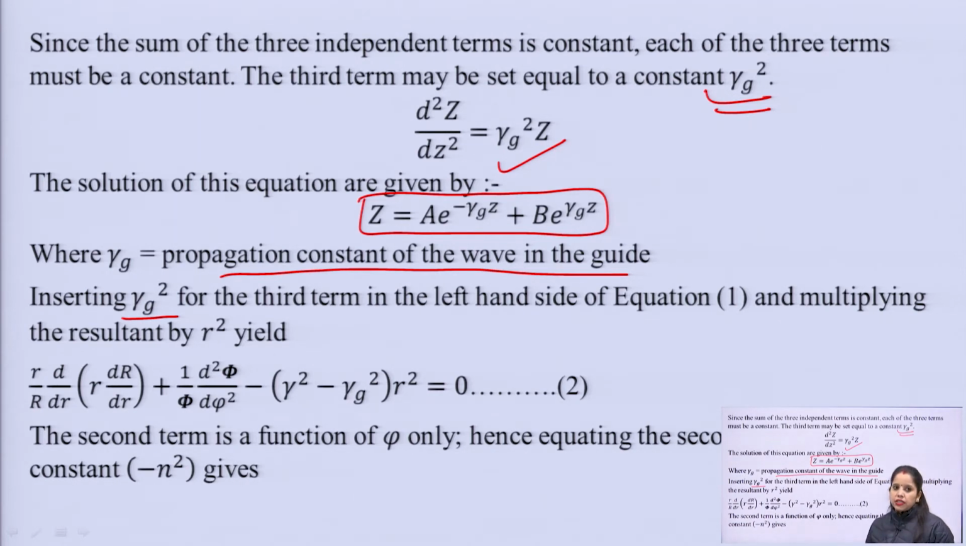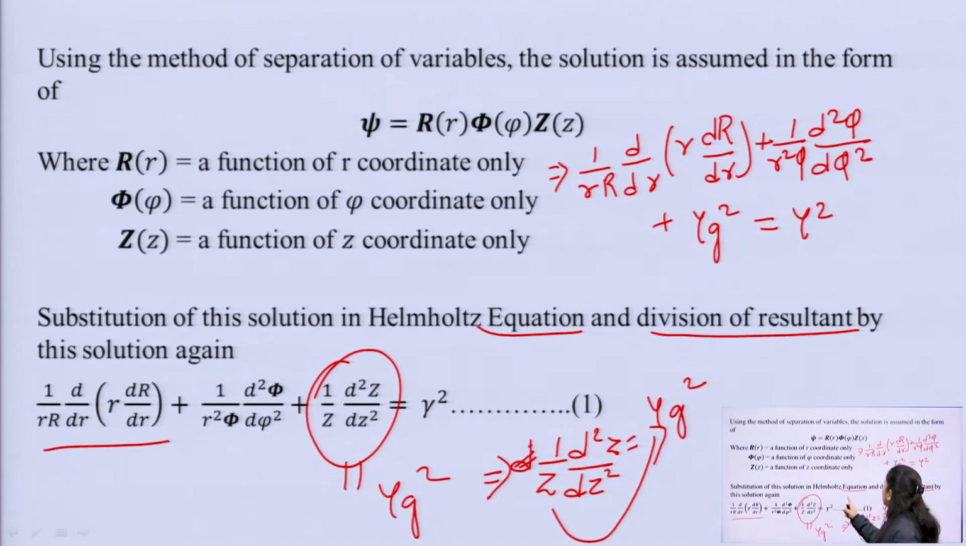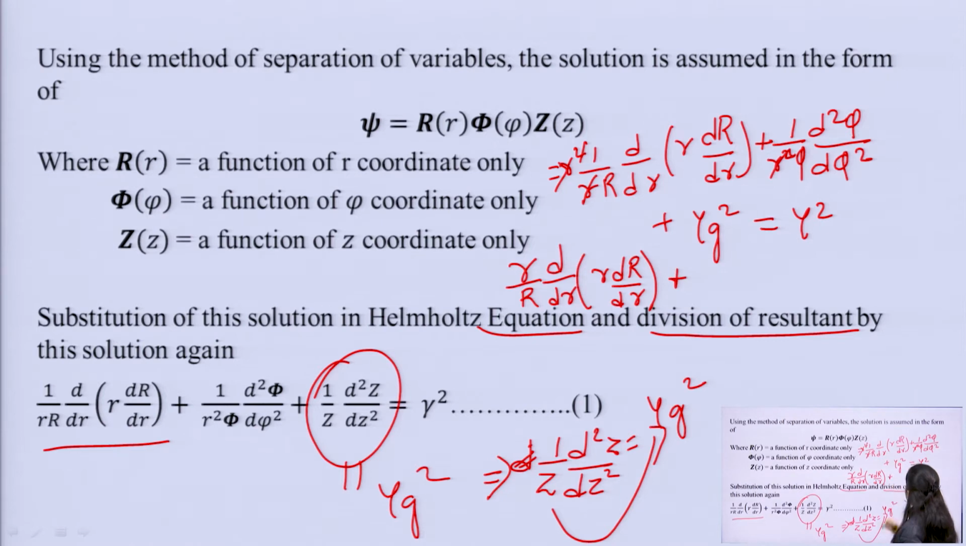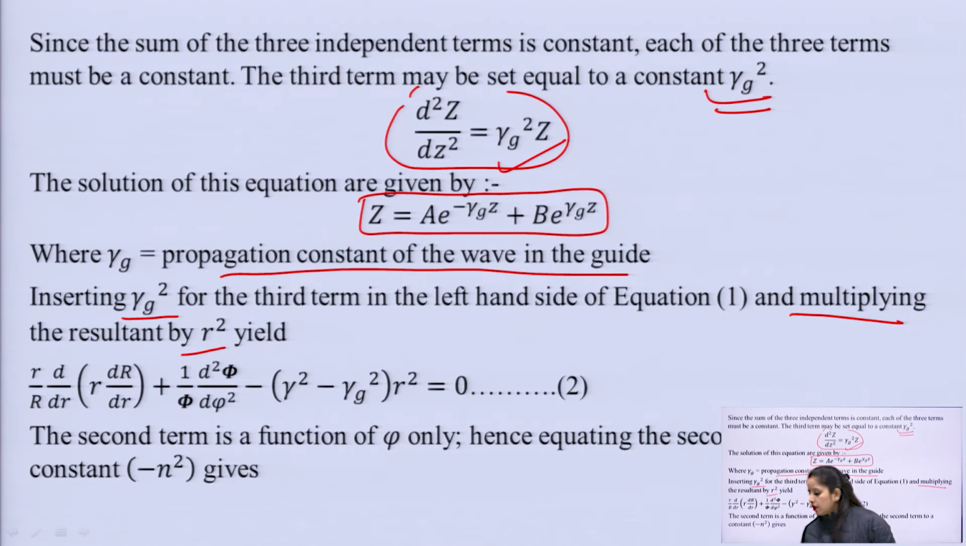After inserting gamma g square at the place of the third term, we multiply the resultant by r square. When we multiply with r square, the r square gets cancelled, and we have 1 by r d upon dr of r dr upon dr plus 1 by phi d square phi d phi square plus gamma g minus gamma square r square equal to 0. This is the expression which we are getting.